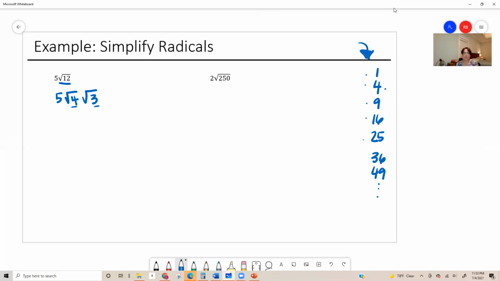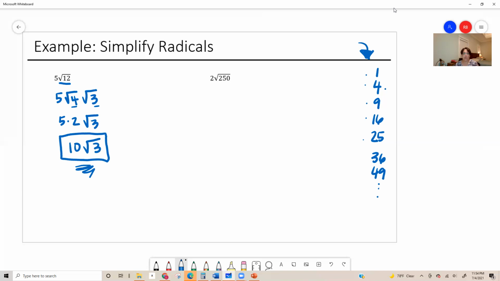So the rules of radicals allow me to break up the square root of 12 into the square root of 4 times the square root of 3. Now, what is the square root of 4? The square root of 4 is 2. So really, this is 5 times 2 times the square root of 3, and 5 times 2 is 10. So your answer is actually 10 times the square root of 3. If you're asked to simplify a radical, that's what they're looking for. And you would put that answer into that math pad, so just make sure that you type it in correctly.